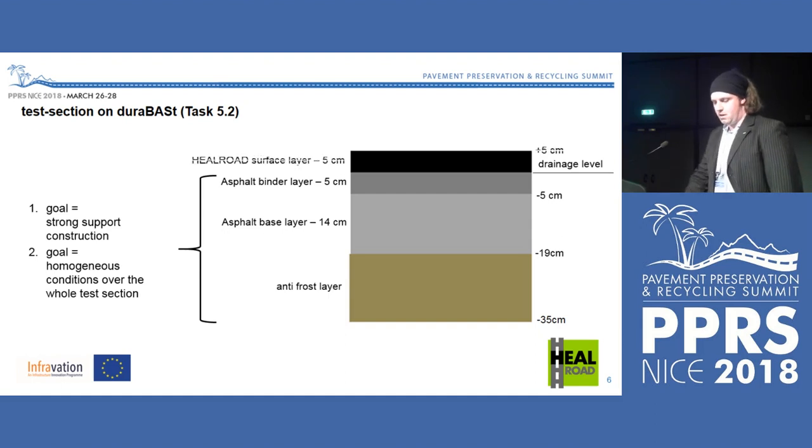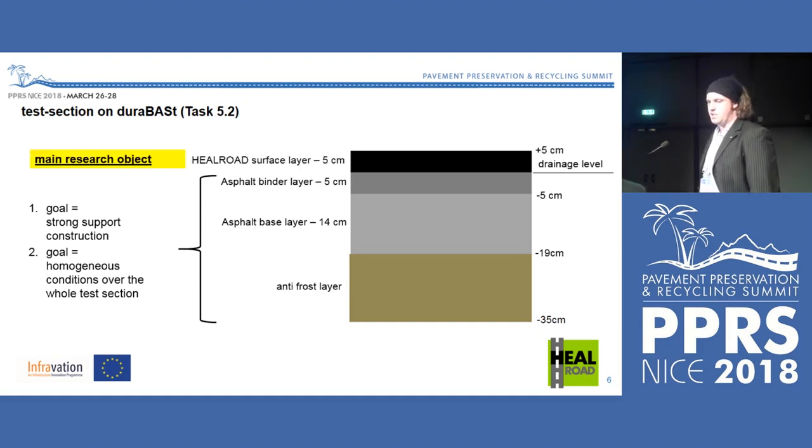Our main research object was the HEALROAD surface layer, and this we prepared with a porous asphalt, and it was 5 centimeters thick. All the dimensions were combined or focused on a Netherlands standard construction, and therefore we decided for 5 centimeters of surface layer.